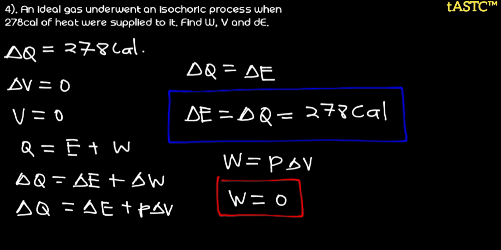So we have dE. We also have dW, or the W. And V also is equal to 0. So these are the basic things you need. These are the answers to the question.